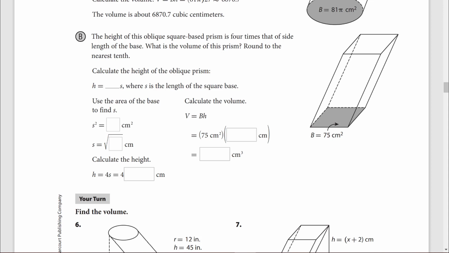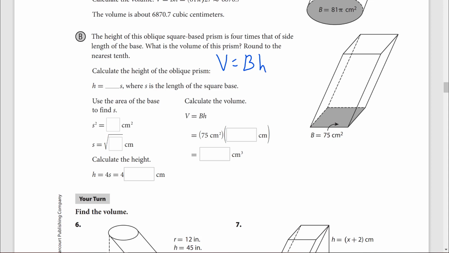So we're looking at this volume of a prism, and it's an oblique prism, which just means that it's tilted, so it's not all 90-degree angles. And what is the volume of that prism? So remember, our general volume formula is the area of the base times the height of the prism.